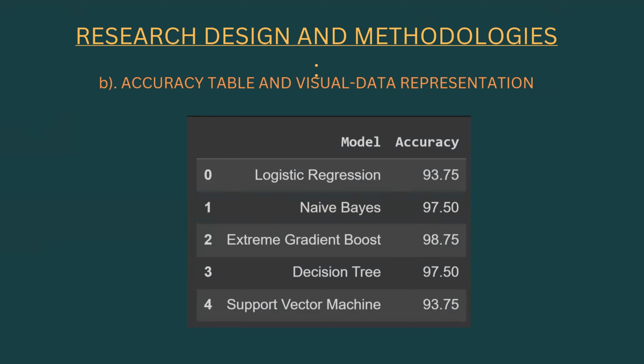These were the results acquired after the implementation we have done, once the real-time data set was applied to the respective algorithms. As you can see, extreme gradient boost shows the best accuracy here, 98.75, compared to logistic regression and support vector machines, which show only 93.75%. That's not so bad, but extreme gradient boost is comparatively better. So that was the result here.